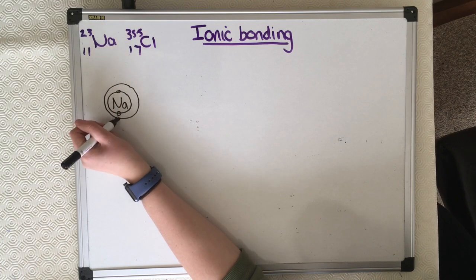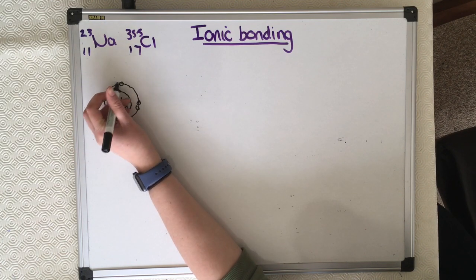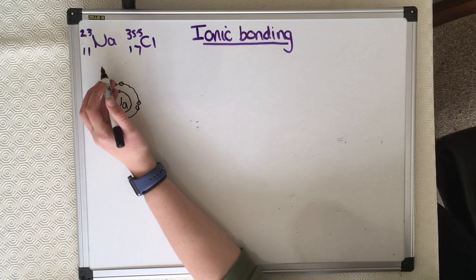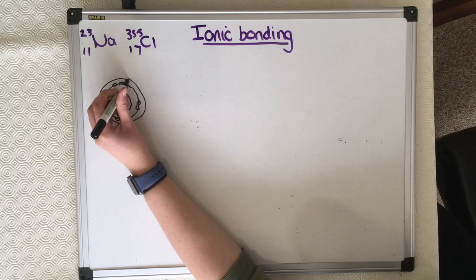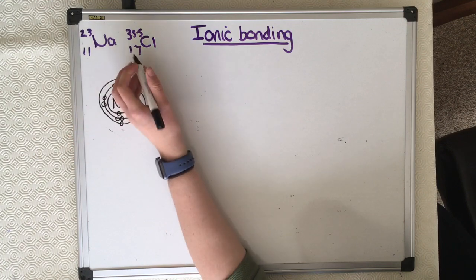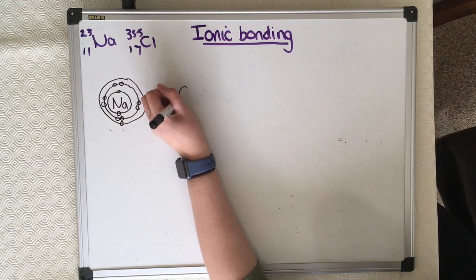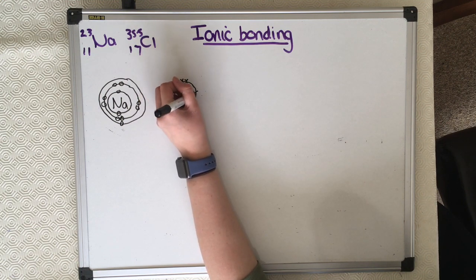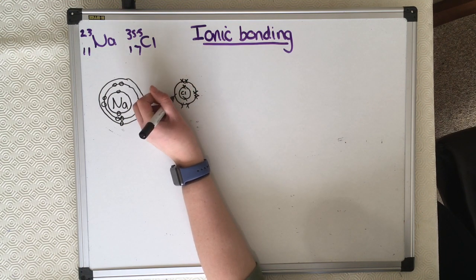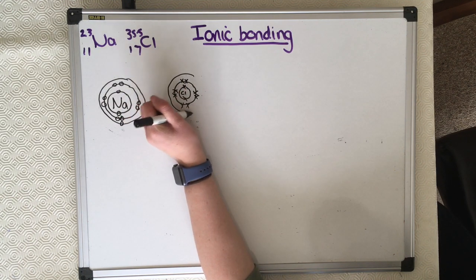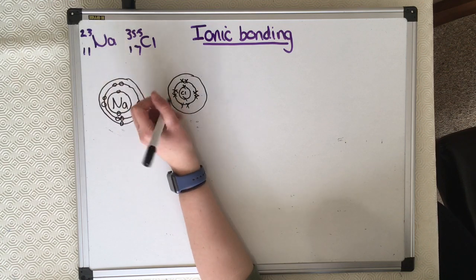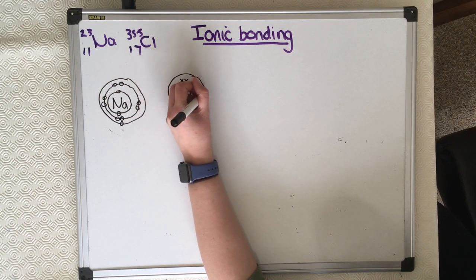So 2 in the first shell, 8, that gives us 10. There's only 11, so that outer shell Na is going to have 1 electron on its own. Cl's got 17, so I'm going to draw Cl with 2 in the first shell. 2 crosses, like I said, show the different elements here. I'm drawing with different things. 2 in the first, 8 in the next, and the final shell is going to have the 7 to make up to 17.